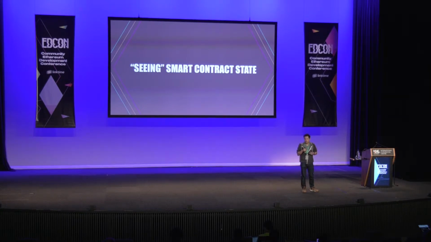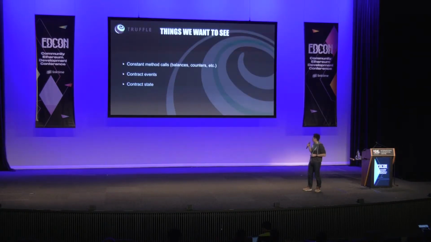So a little less about making mutations and writes, but more about trying to read and understand what's going on. These are some of the things that I particularly want to see, and I think things we want to see when we're making something, right? We want to be able to read constant method calls. These are things like getter functions in your smart contract, like getting the balances of whatever accounts you have on that smart contract. Second thing would be contract events. Everyone wants to watch events. That's kind of what they're for, right? And finally, just the whole contract state in general, right? Like what is on the contract itself? Let's see if we can do something about that.